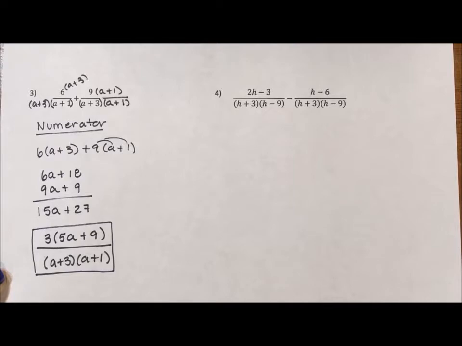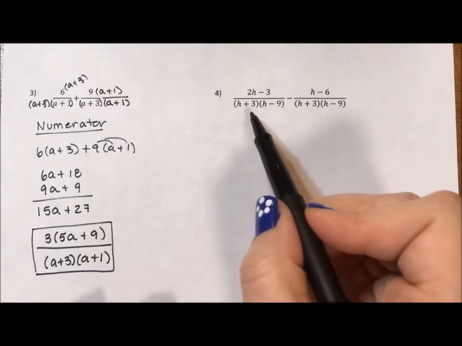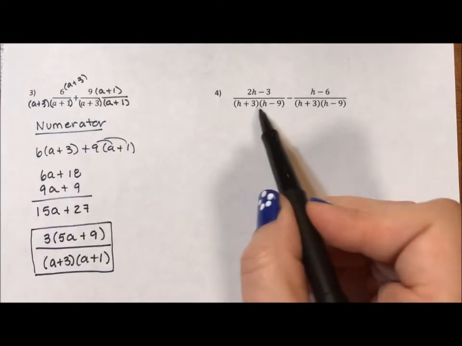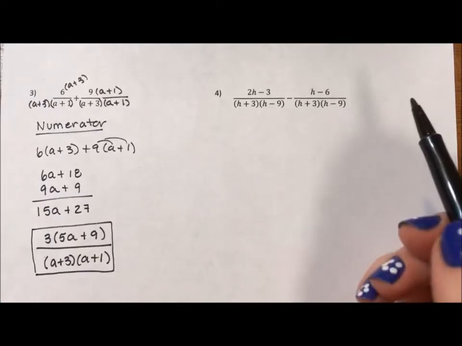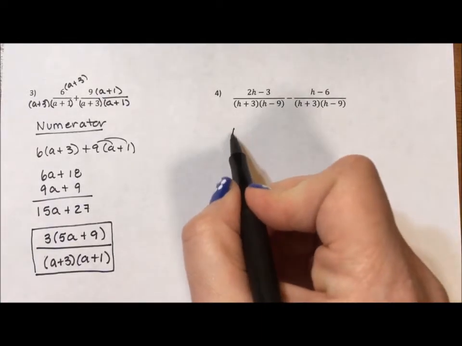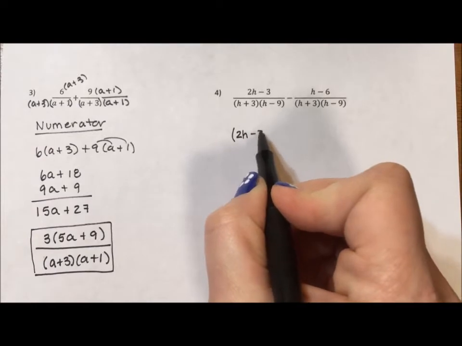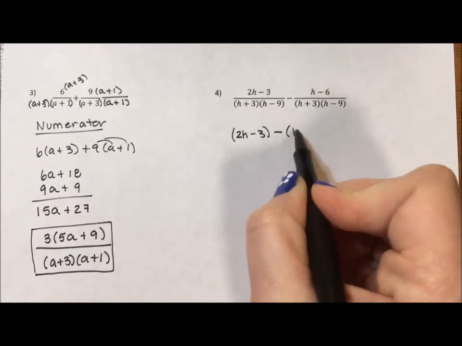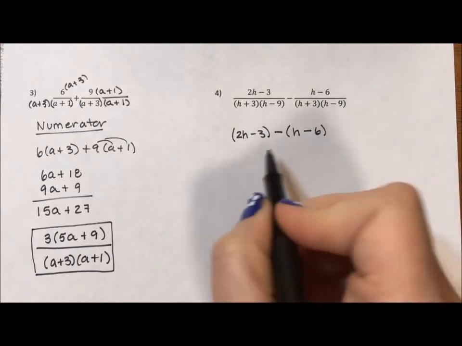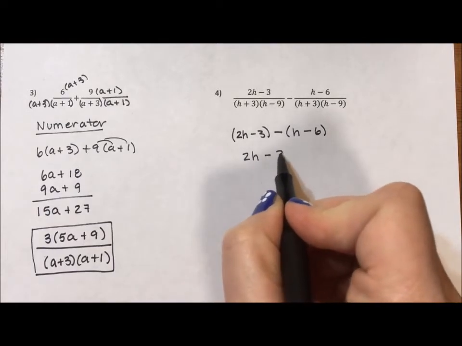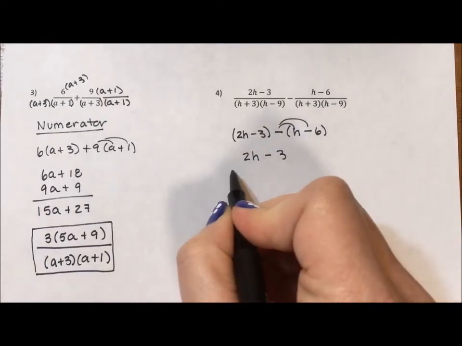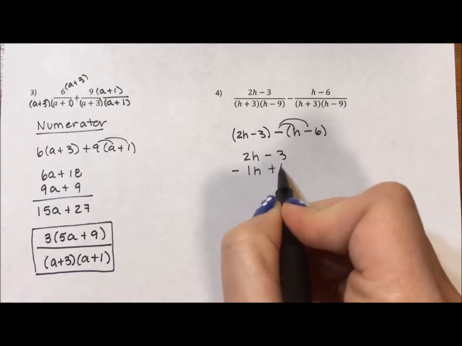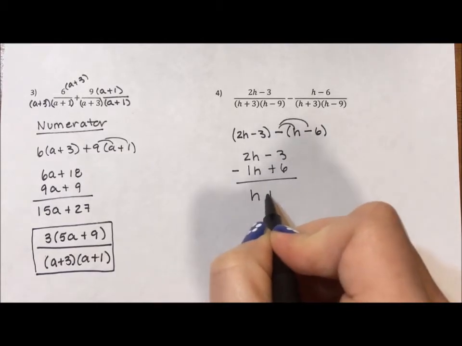For my second example, this one's a really nice one because it has a common denominator already. All we need to do is subtract the numerators. All we need to do is take 2h minus 3 minus h minus 6. So 2h minus 3, distribute this, minus 1h plus 6 becomes h plus 3.